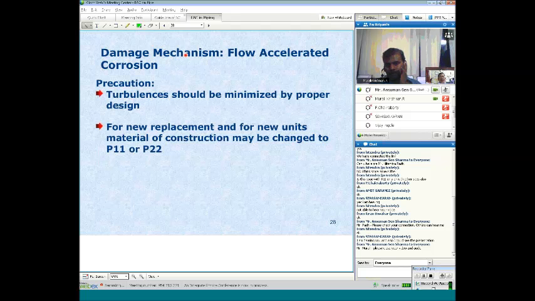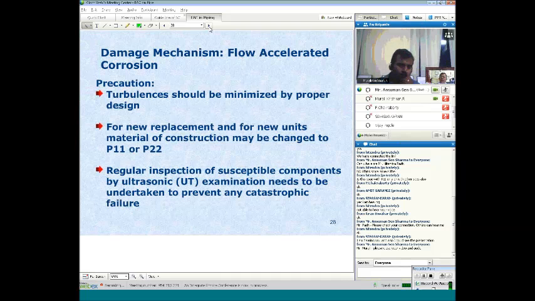Okay? And of course, the precautions which we need to take is basically, we have to have a proper inspection system with proper regularity. That means between regular shutdowns, you have to go for a very, very thorough thickness measurement of those areas where FAC is susceptible. Now, where FAC is susceptible, I think now you can understand those areas. That means it is carbon steel metallurgy.